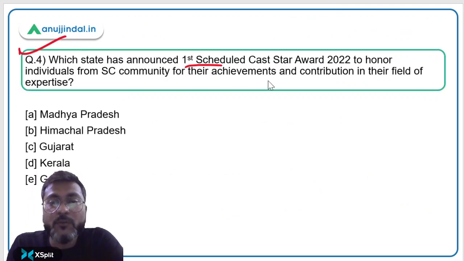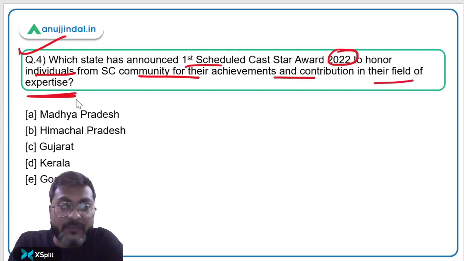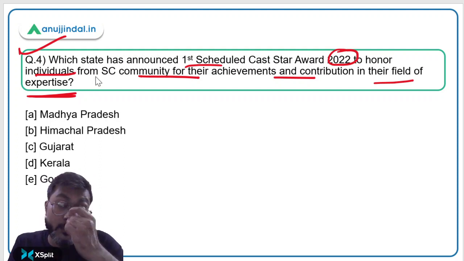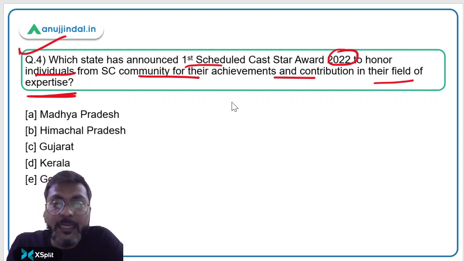Which state has announced the first Scheduled Caste Star Award 2022 to honor individuals from the SC community for their achievements and contribution in their field of expertise? Very important question. You can expect a question from this, because it was not very much in the news, and such questions can be asked in the exam to trap you.